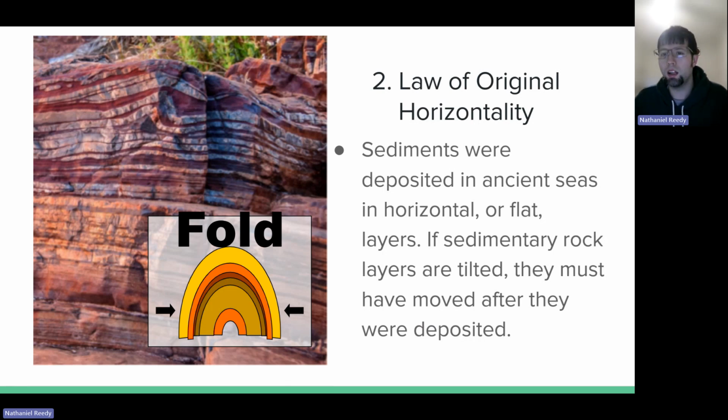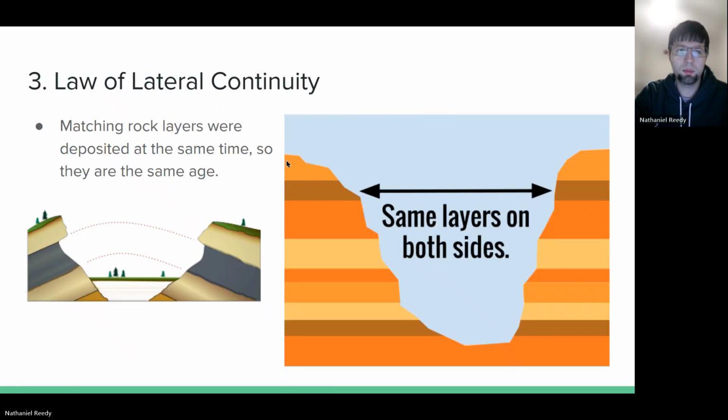Law of original horizontality says that when layers are first deposited, they're deposited in flat or horizontal layers. So if they're tilted or compressed or curved, that must have happened after these layers were deposited. Here in the background we have a sedimentary rock layer, some rock strata, and most of them are horizontal, except that there's this little bump right there that's called a fold, kind of like an upside down bowl.